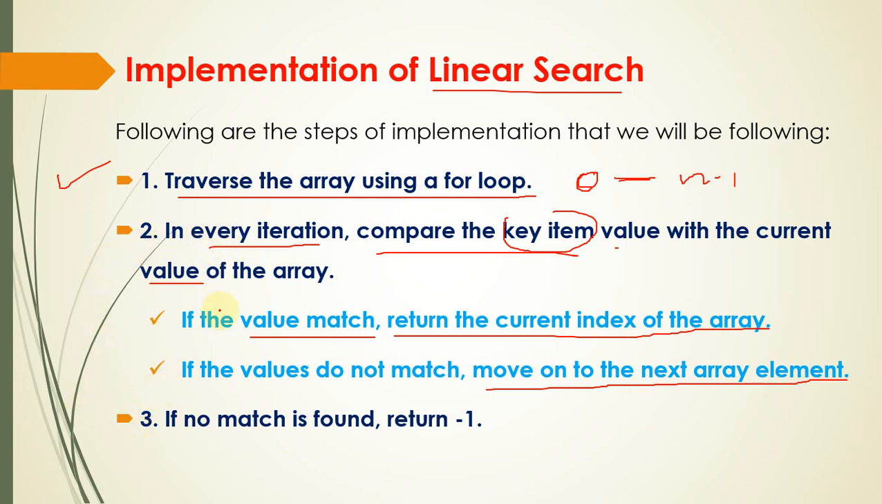Similarly, in the next iteration, again you will compare the key element with the current value and check whether the value matches. If the value is not matched, again you will go for the next iteration, and so on. If the loop terminates without giving a true value anywhere, it means the search item or key item does not exist. That means the key item is not found. There is no match. If no match is found, return -1.